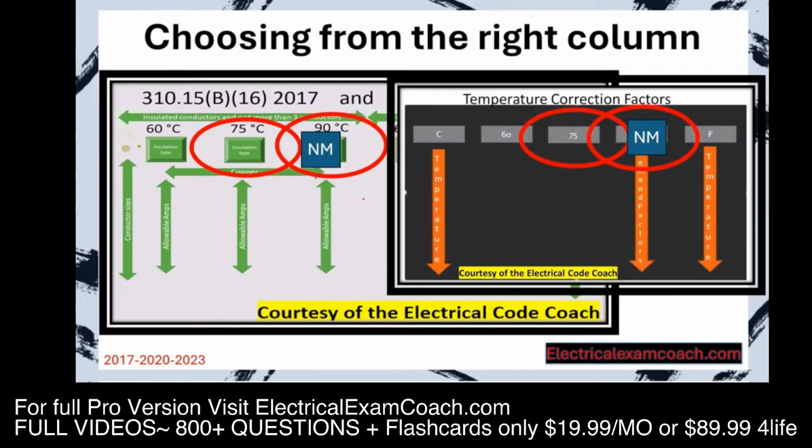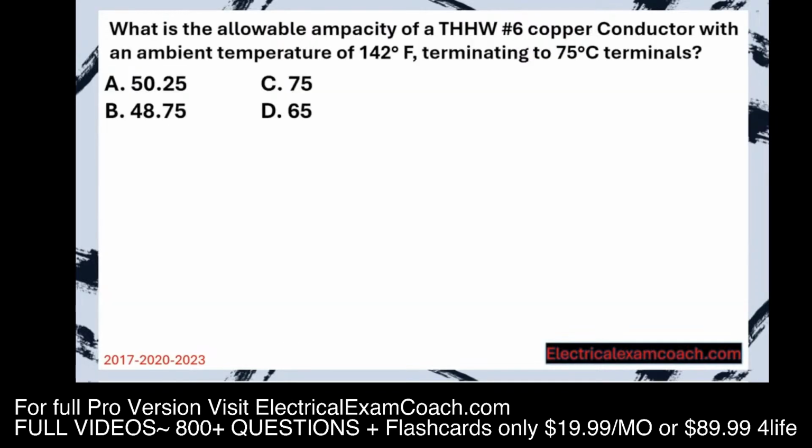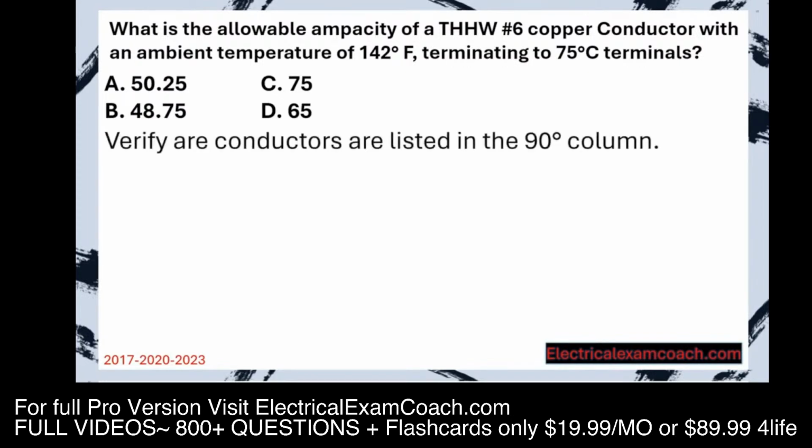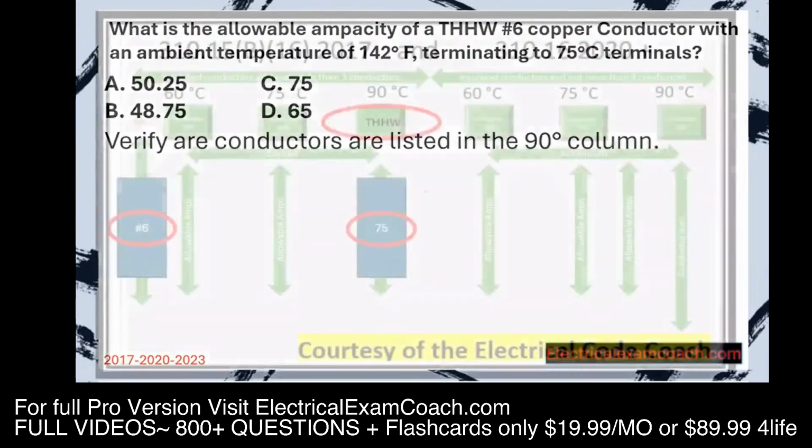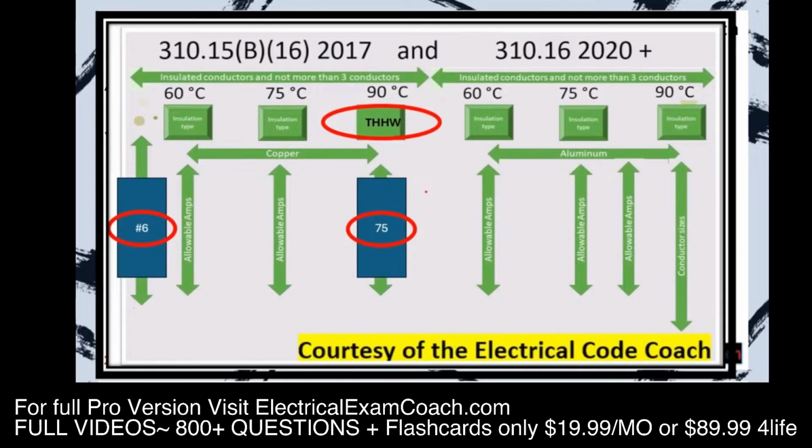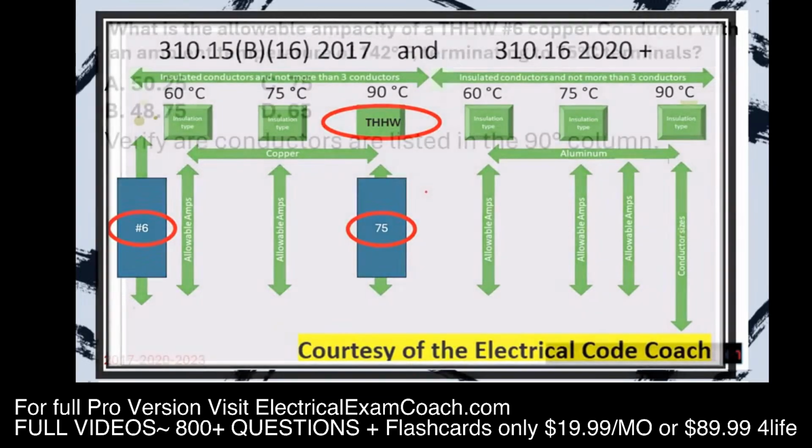What is the allowable ampacity of a THHW number 6 copper conductor with an ambient temperature of 142 degrees terminating to 75 degree C terminals? Step 1, we're going to verify that our conductors are listed in the 90-degree C column. We head there and look for THHW, and sure enough, it's right there.